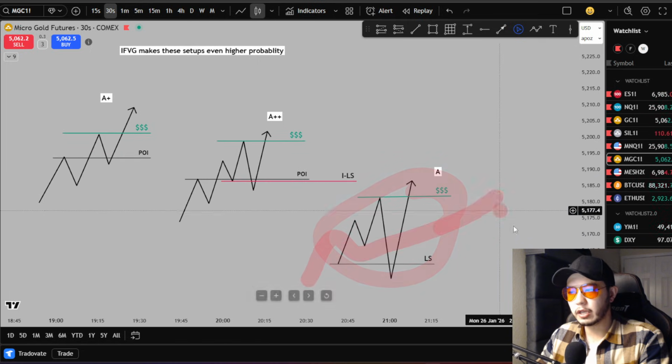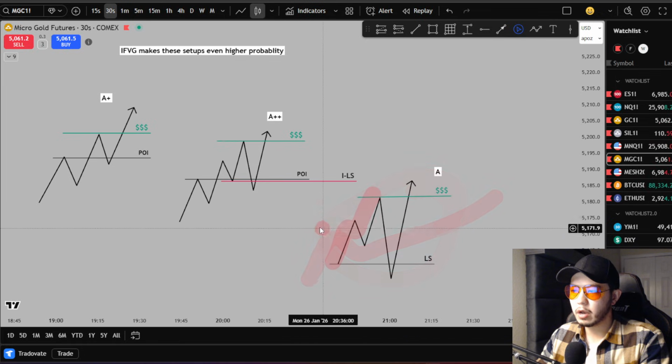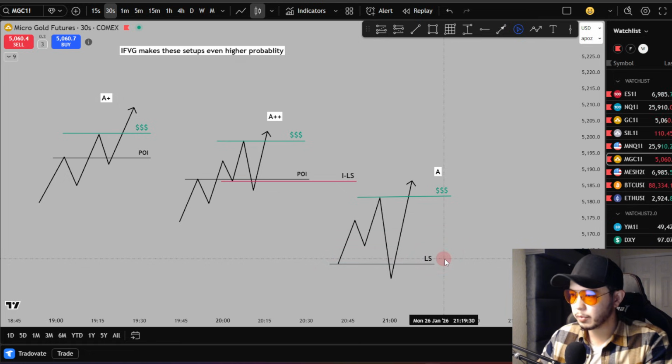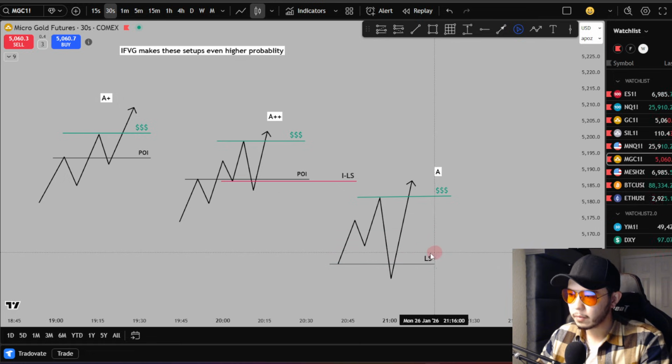Let's say we are trending up, we're going up, we're going up. You mark your levels. The reason why I put that LS is short for liquidity sweep or turtle soup. Some people know them as turtle soup.